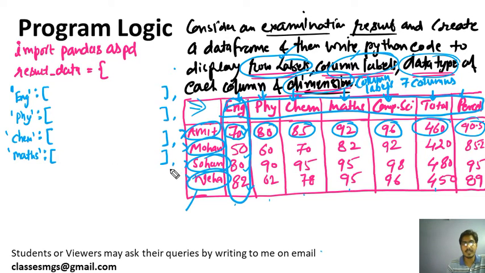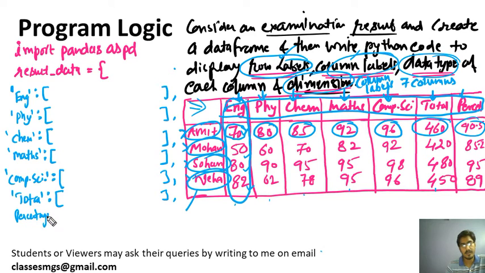Each time you pass, a comma is necessary. Then computer science, then you need to pass like this. Then you will create total like this. Then you need to create percentage. The data frame is bigger, that's why it is taking some time. Then at the end you will close this dictionary like this. So here you will write the data. Here the English column data will be written.